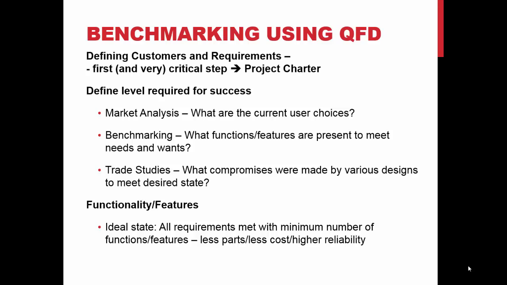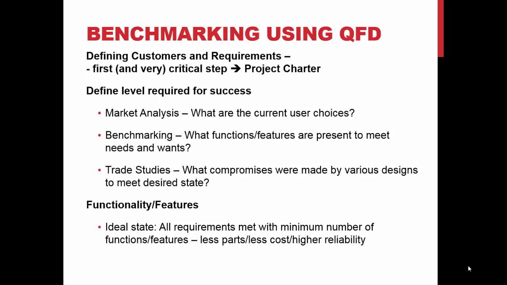We're going to ask ourselves, what are the current user choices? What are the current consumer choices that they have? And then we want to take a look at what are the functions or features that are present in the products or processes that they are choosing that meet the needs and wants of the customer. This is where the benchmarking occurs. Lastly, we may wind up doing some trade studies just to take a look at, once we've identified all of these choices and their functions and features, what compromises were made in the various designs in order to meet the desired state for pleasing the customer.